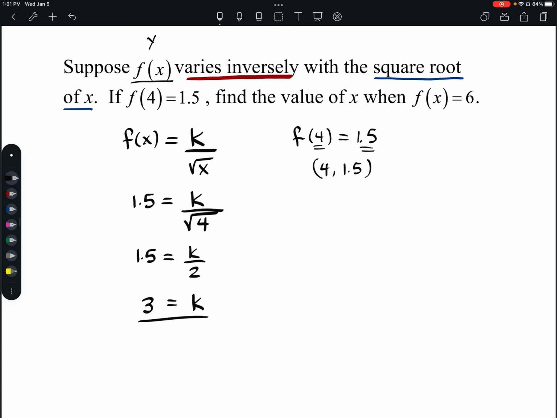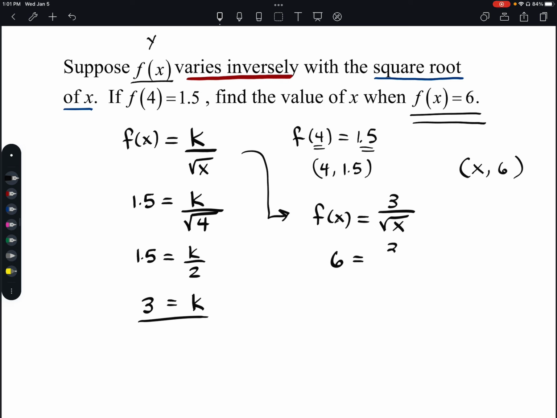So now that we know what k is, again, we'll just substitute that into the equation. We have f of x is going to equal 3 divided by the square root of x. And now we'll just use this. We're looking for our input value because we have the point (x, 6). Our output is 6. Our input is x. So we're going to say 6 equals 3 divided by the square root of x.